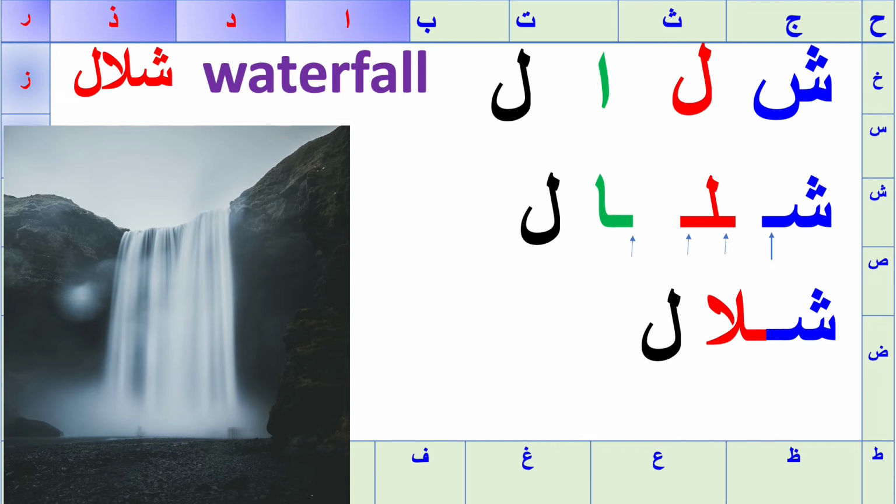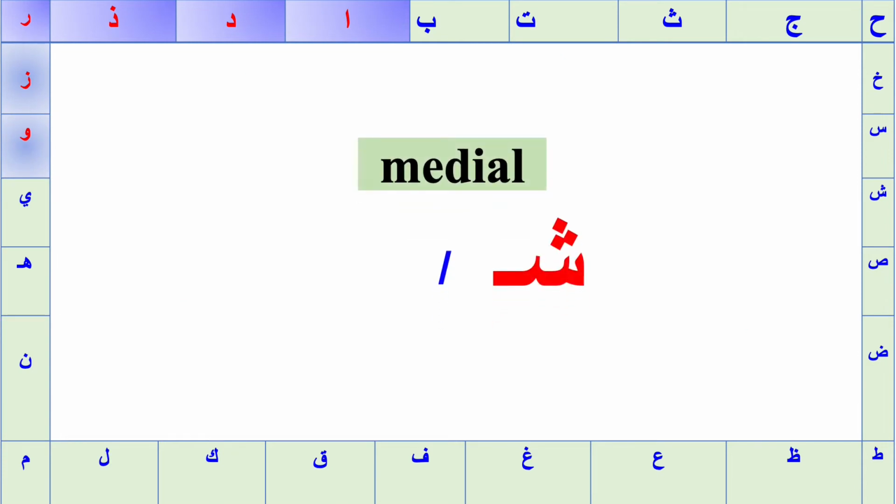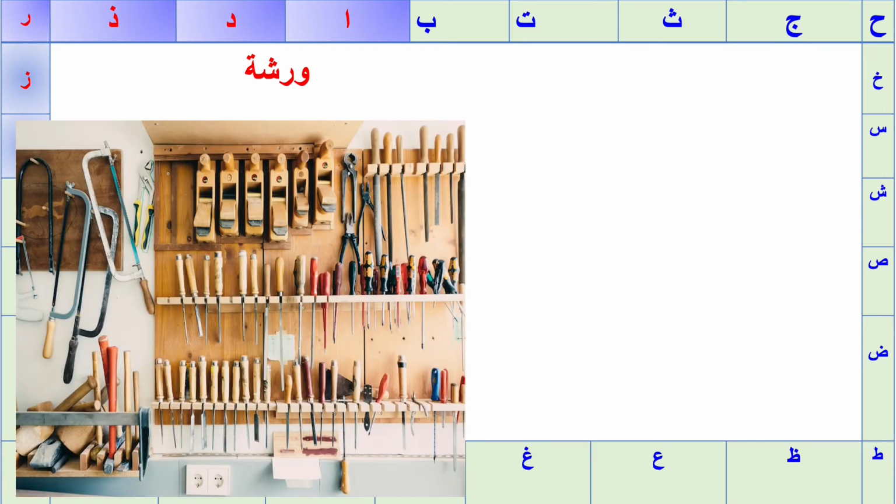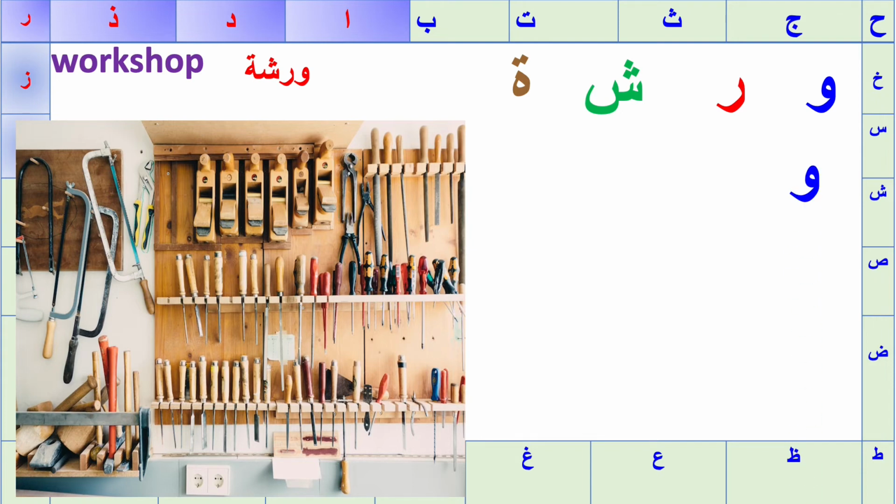Now let's look at the form of this letter when it is in the middle of the word. The medial shapes. We can distinguish the following two shapes. One example is the word warsha, which means workshop. The component letters are waw, ra, sheen, and ta, or what we call ta marbuta. It's a feminine gender marker. The waw cannot connect with the following letter. The ra also cannot connect with the following letter because they both belong to the second group. Then the sheen can extend to connect with the ta marbuta. The final written form will be like this: warsha.